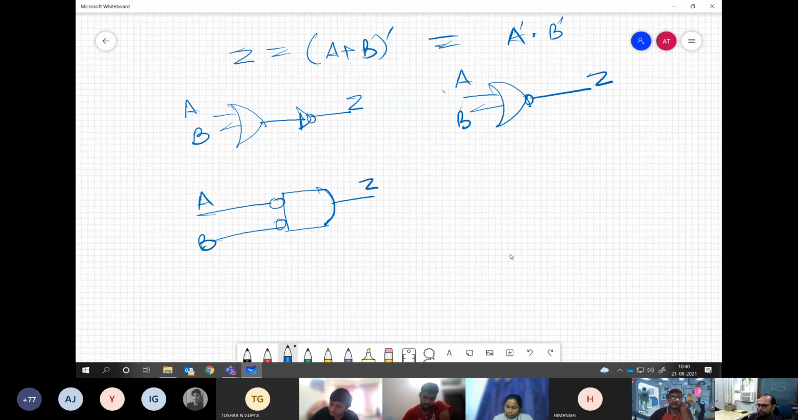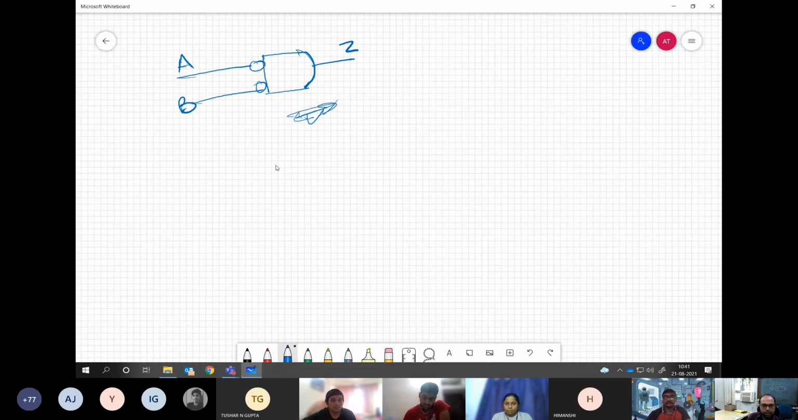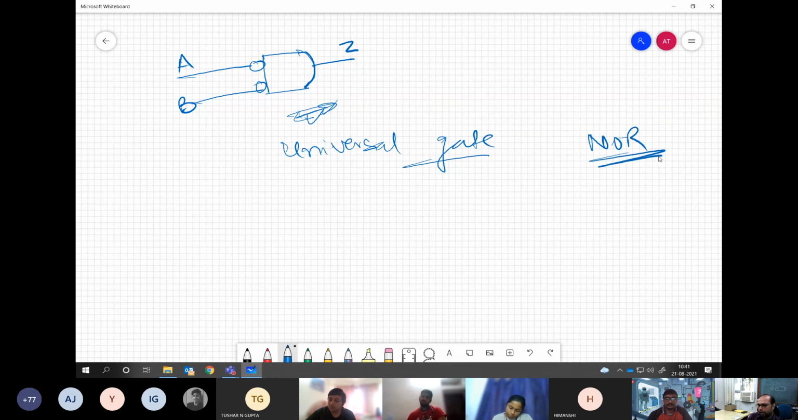Understanding my point? This is not a NAND gate. Yes, this is an AND gate with inverted inputs. Now the NOR gate, which we have realized using this RTL logic, is one of the universal gates. Why universal? Because any other gate you can realize using this NOR gate. So that is how we say that these are universal gates.